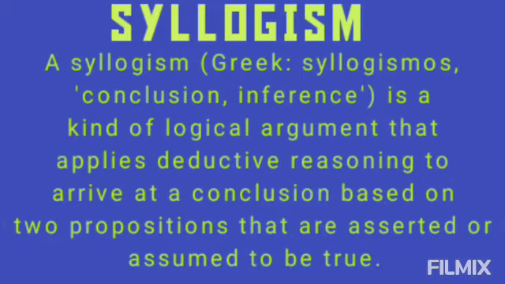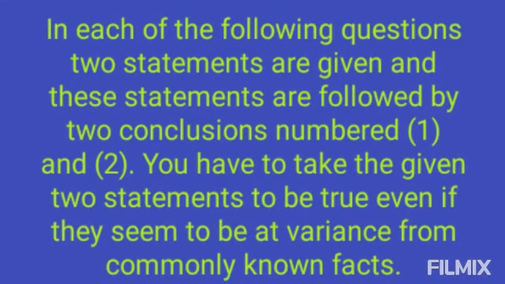Based on this, let's see some examples. First, let me read the instruction. In each of the following questions, two statements are given, followed by two conclusions, number 1 and number 2. You have to take the given two statements to be true, even if they seem to be at variance from commonly known facts. Give answer A, B, C, D, or E.